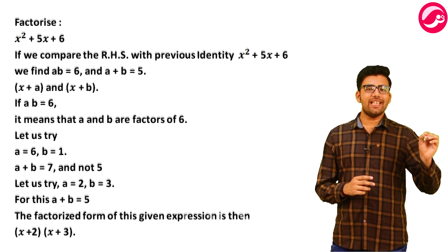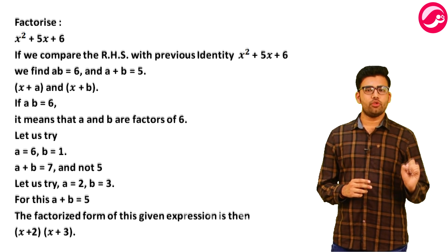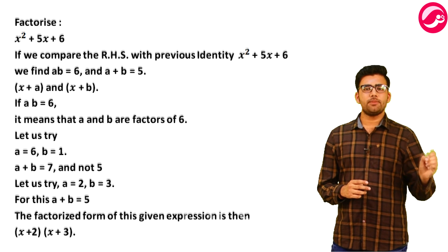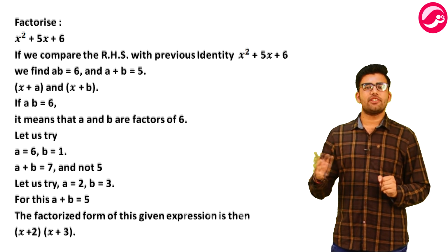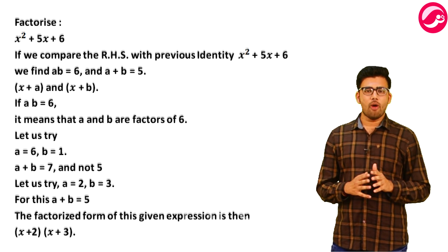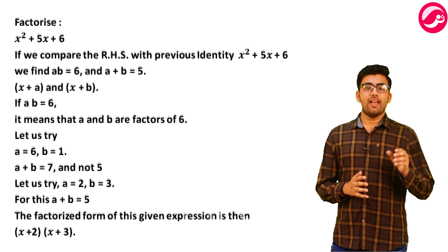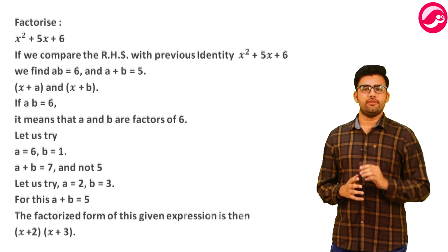Let us try a is equal to 2 and b is equal to 3. For this a plus b is equal to 5, exactly as required. The factorization of the given expression is then (x plus 2) into (x plus 3).